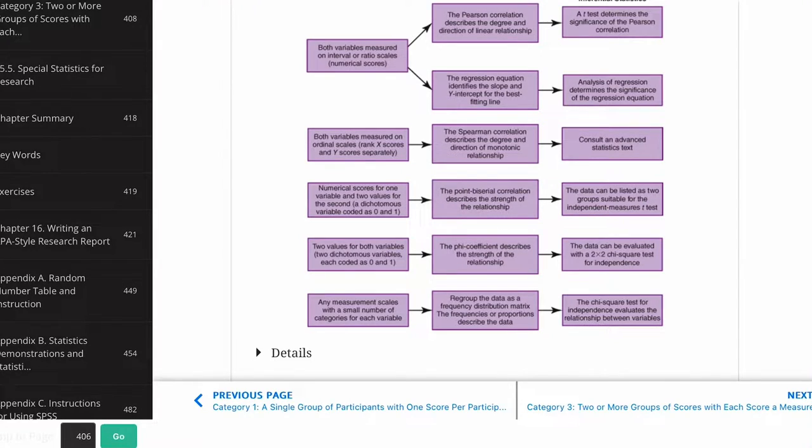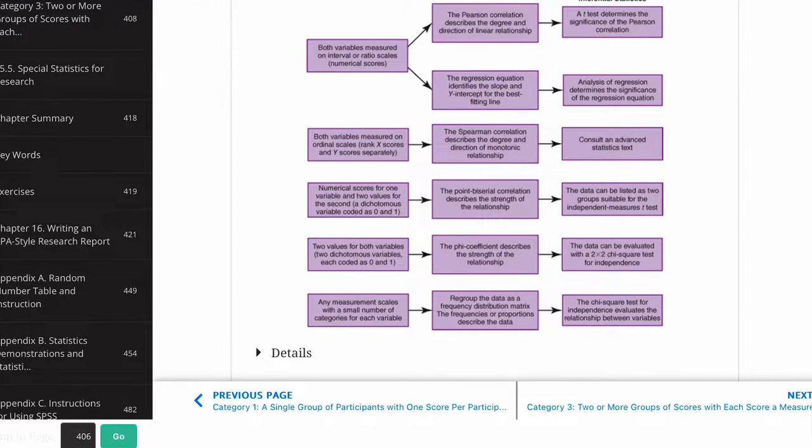And with any measurement scales, with a small number of categories for each variable, if you're going to use the chi-square, you have to regroup that data as a frequency distribution matrix, like we talked about. So there's your descriptive. Then going on to the inferential, for numerical scores it's going to be either a t-test or that regression. If both are ordinal or ranked, then you have to use an advanced statistical procedure, which we're not going to talk about here. That's why it says consult an advanced statistical test. There's a lot of other options there.